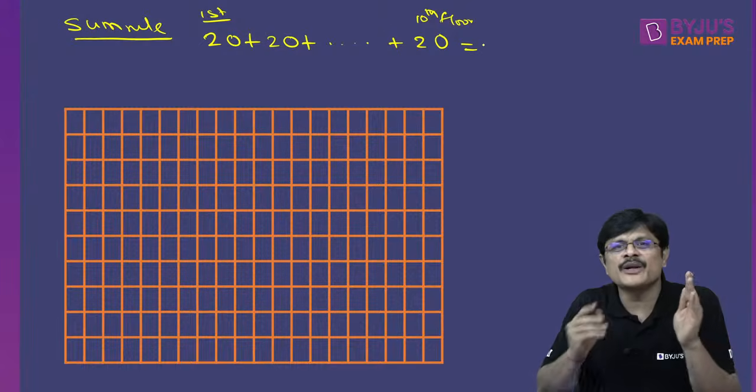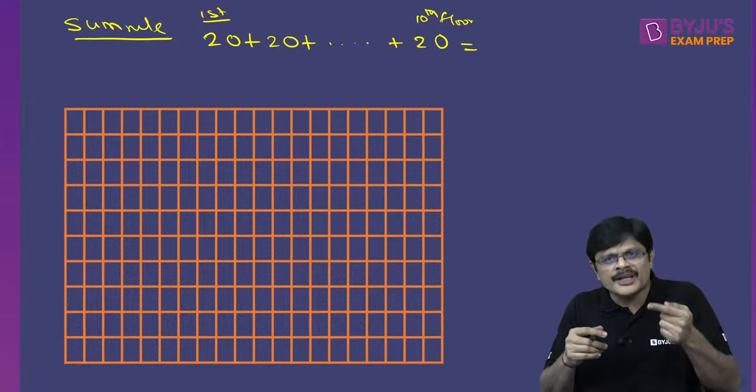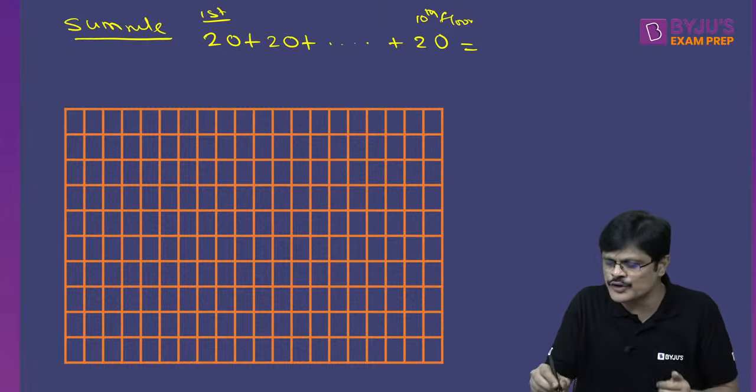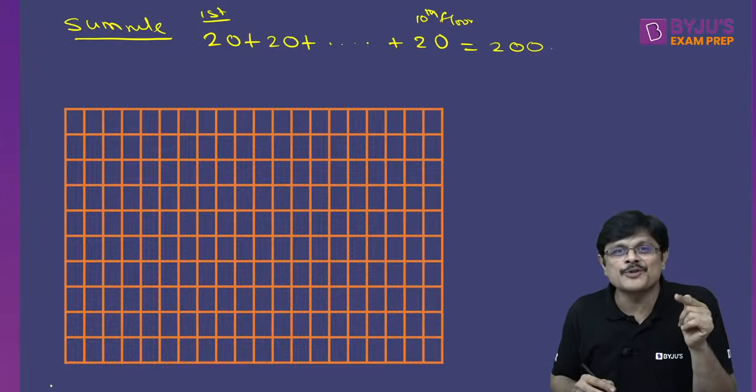So the answer would be 20 plus 20 plus and so on, because you can select either from the first floor or second floor or third floor or fourth floor or 10th floor. So the answer would be 200, my dear friends. So this is how we solve this problem using the sum rule.